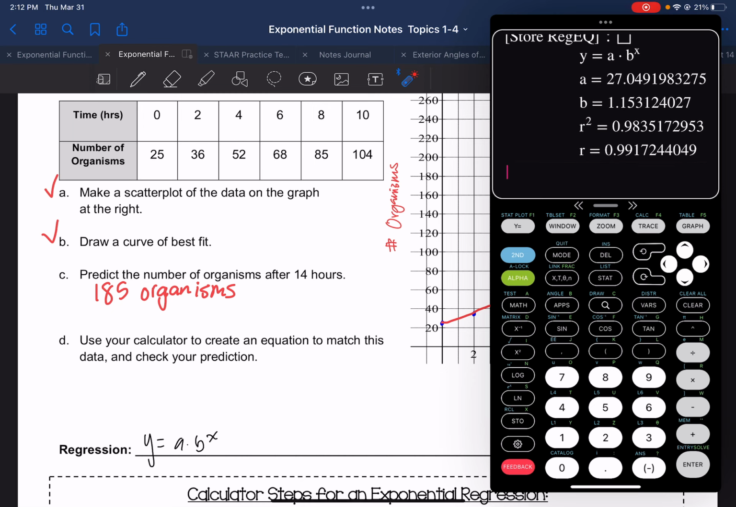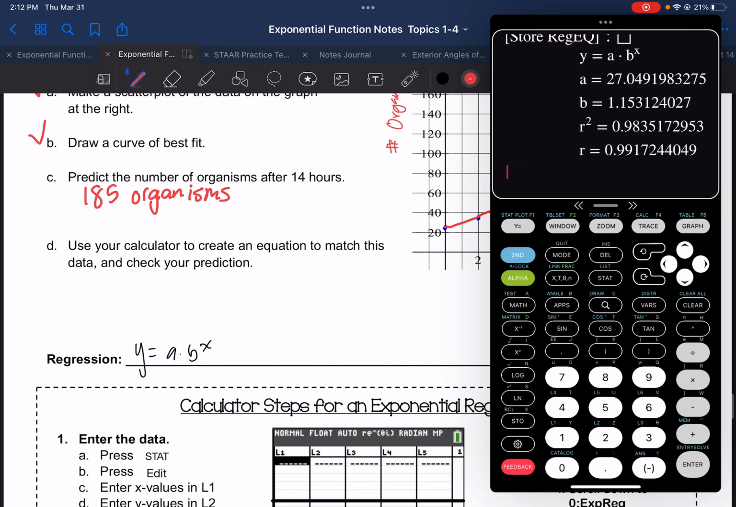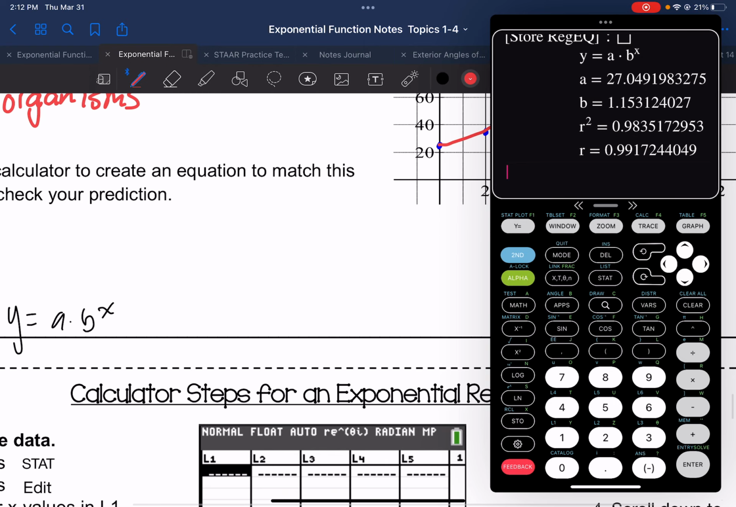So now I have this here. I have my A value, my B value, and then my R squared and R. You probably don't have R squared and R on your calculator yet. I'm going to show you how to find it in a minute, and I'll explain that again. But here's what we have. Now, in order for us to have the most accurate, we're going to round to 3 places after the decimal. So when I write my regression, it's going to look like this.